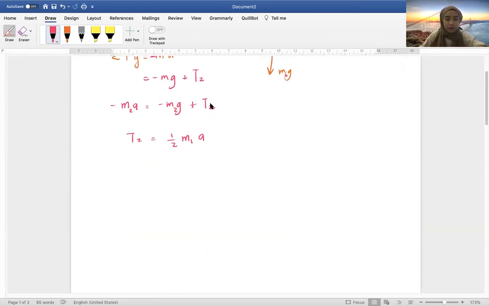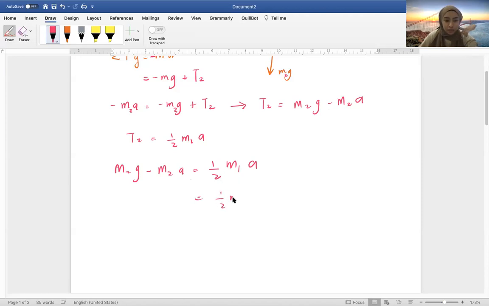So here I have T2. I also have T2 here. So let's rearrange this to solve for T2. So T2 becomes M2G minus M2A, right? I'm going to substitute T2 into the second equation here. So M2G minus M2A equals to 1/2 M1A. The A should be the same, right? Because they are all connected. So this is not A1, not A2. It's just the same A.